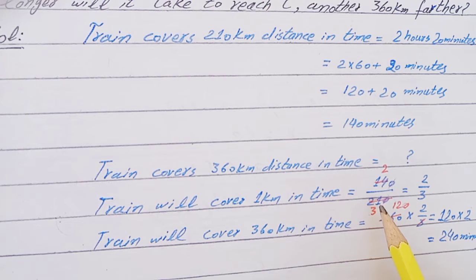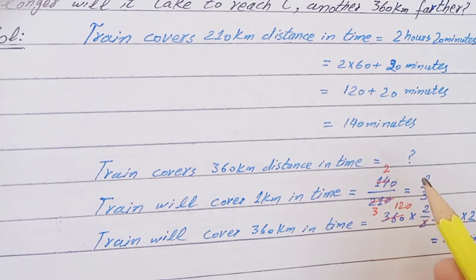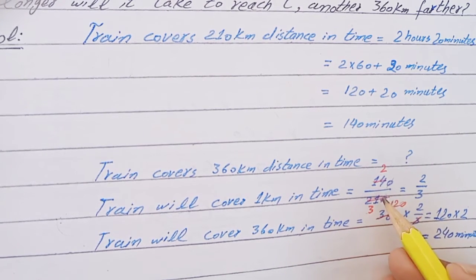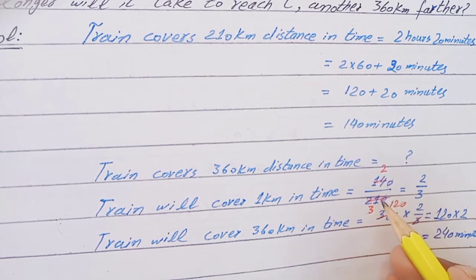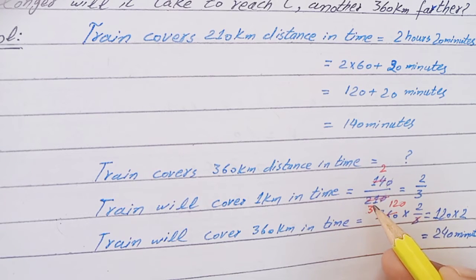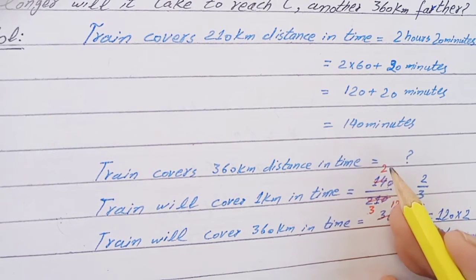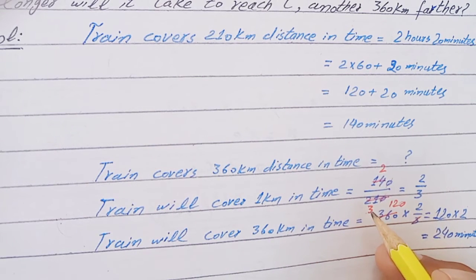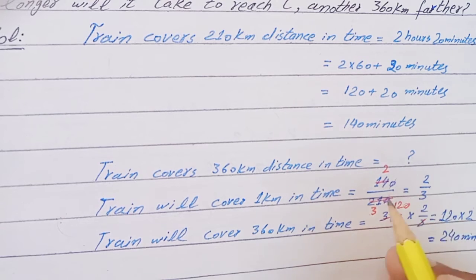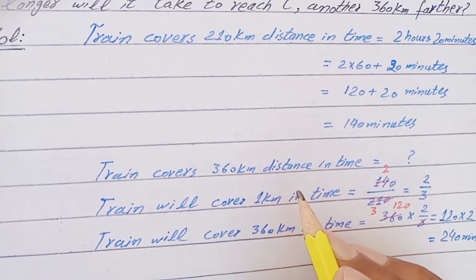140 over 210 will be equal to 2 by 3. How? This 0 is cancelled with this 0, and this is 14, this is 21. These two are divisible by 7. 7 2s are 14 and 7 3s are 21. The answer is 2 by 3 of 1 kilometer.